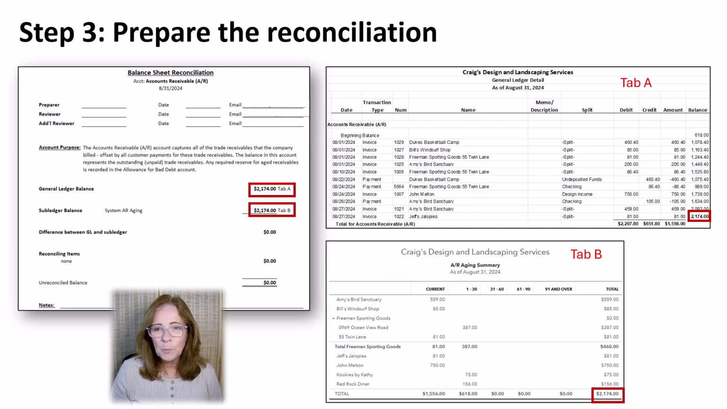Step 3 now consists of preparing the reconciliation by updating the cover page for the date in the header, the general ledger balance, and the subledger balance. Tab A is updated by copying and pasting the general ledger detail, and Tab B is updated for the new AR aging summary report for August. Be sure to double check that there is no difference between the GL and the subledger. Enter any notes as applicable. For instance, you could note that the Freeman customer account has been placed on hold and no further orders will be processed until payment is received.